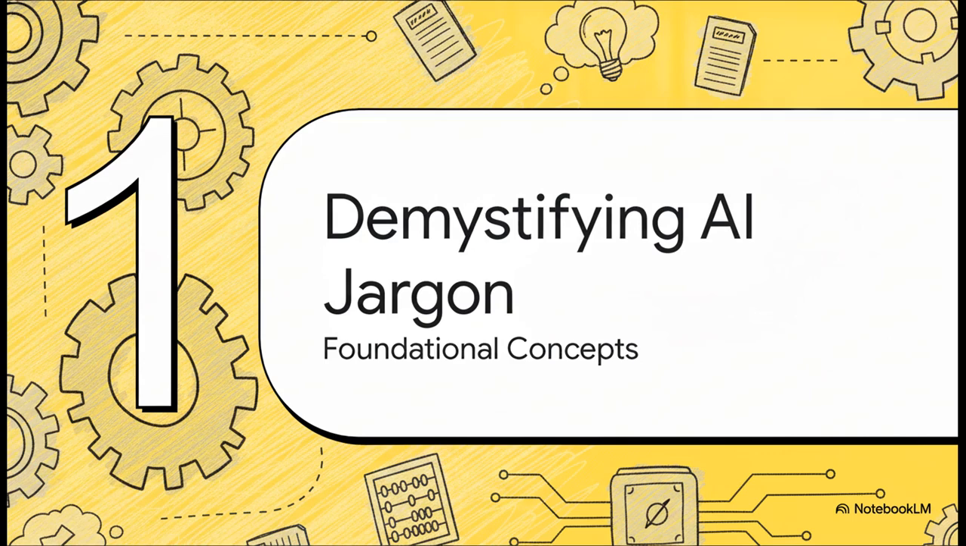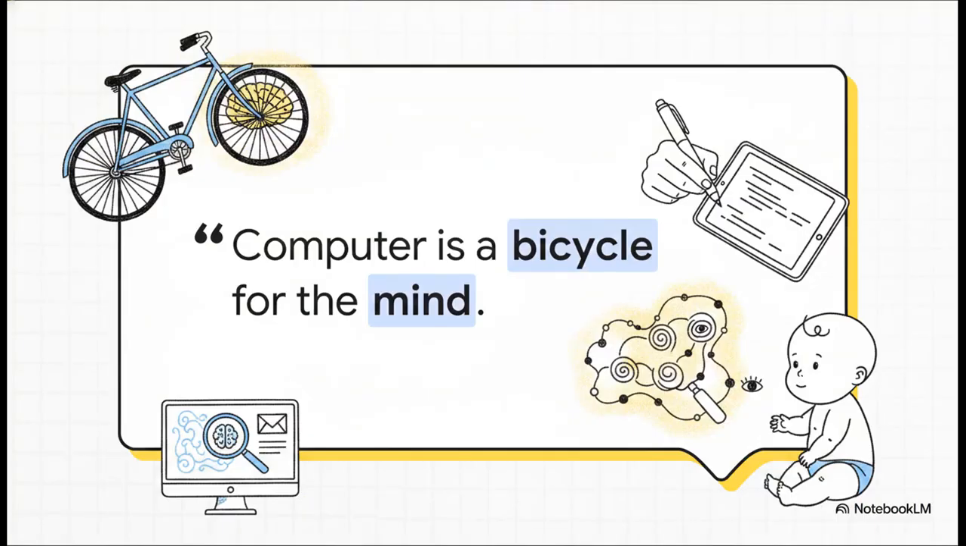All right, Section 1. Demystifying AI jargon. You know, Steve Jobs had this famously beautiful metaphor where he called the computer a bicycle for the mind. And it's so true. Computers are these incredible tools that create massive leverage for our thinking. But historically, they relied 100% on human instructions. We had to sit there and write out the explicit rules and code for literally everything.